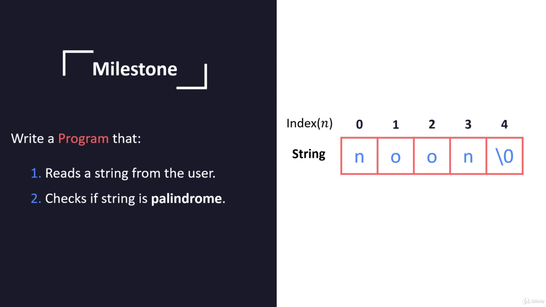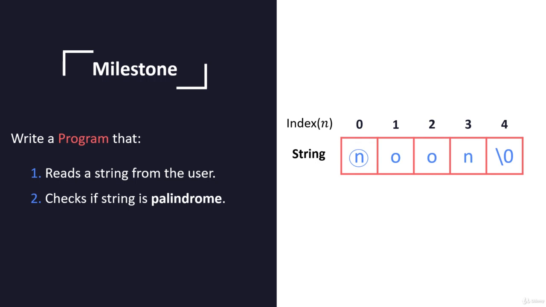So, for example, if we take the word, let's say noon, we can see that if we read it from left to right, we will get the word noon. But also if we read this word from right to left, starting from the rightmost element to the left one, we will see also the same word, which is noon. And what this means is that this specific string, noon, is actually a palindrome.